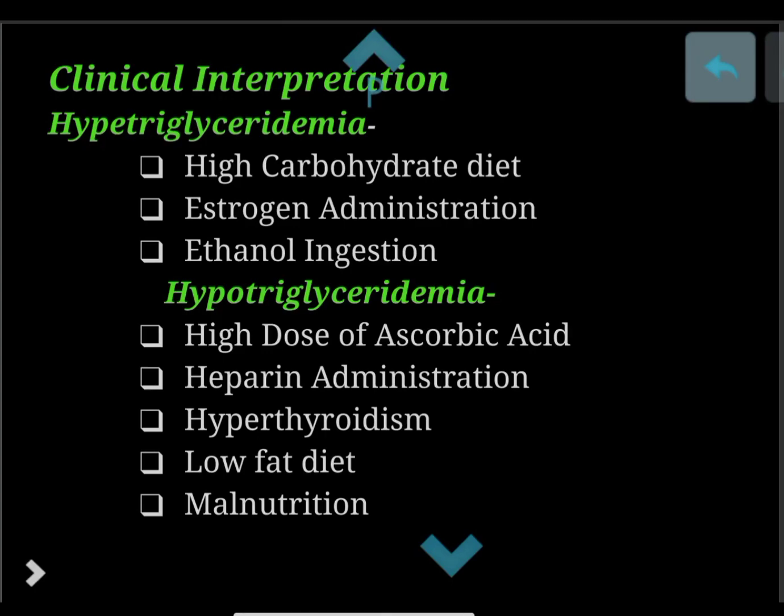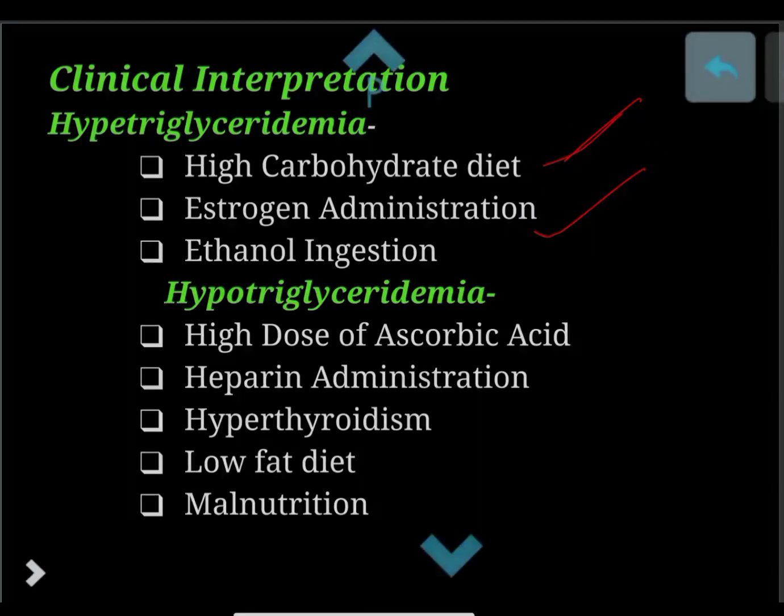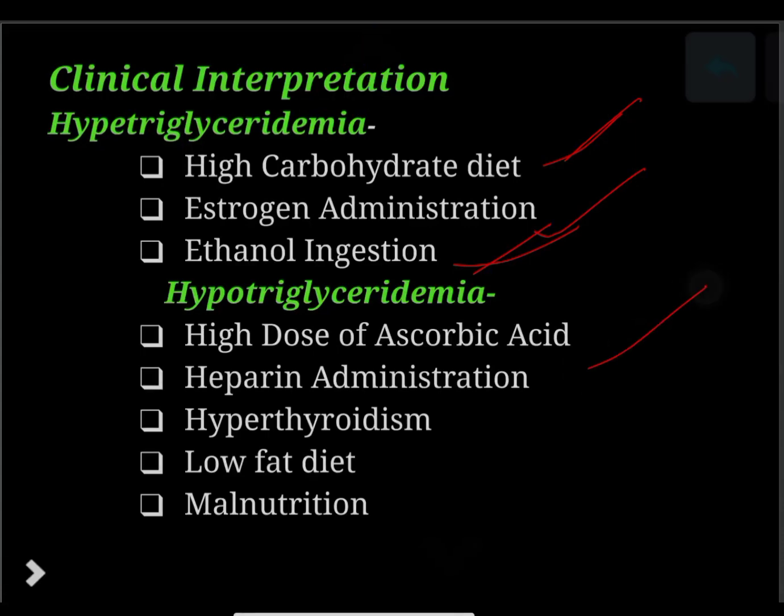Increased levels of triglyceride are seen with a high carbohydrate diet. When we take a rich diet of carbohydrate, increased levels of triglyceride are seen. Estrogen administration and ethanol ingestion, ethanol means you can also call it alcohol, also increase it. Decreased levels of triglyceride are seen with a high dose of ascorbic acid, heparin administration, hyperthyroidism, low fat diet, and malnutrition.